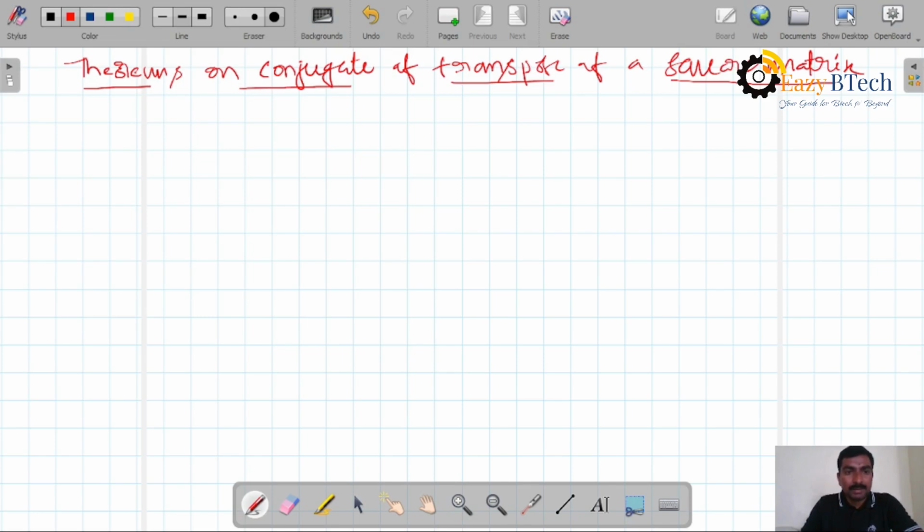Today our topic is theorems on conjugate transpose of a square matrix. Already we discussed what is the conjugate of a matrix, what is the transpose of a matrix, what is Hermitian, what is skew Hermitian, and what is a unitary matrix. We also solved some example problems on the topic. In this topic, we have to discuss only the theorems and the applications of Hermitian and skew Hermitian.